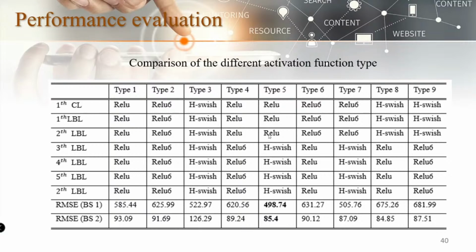ReLU and ReLU6 will destroy the features when the input data is a negative number, resulting in lower prediction accuracy compared to H-swish. Therefore, we used 3 commonly used activation functions to test and compare results. Finally, the type 5 architecture is used in this research.